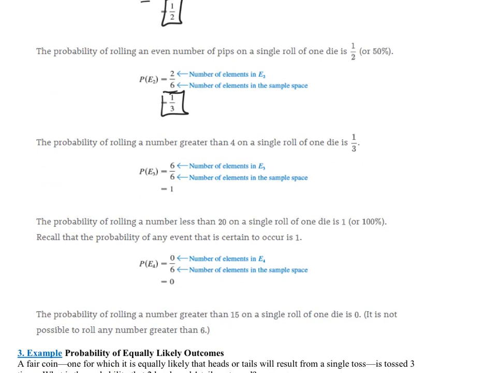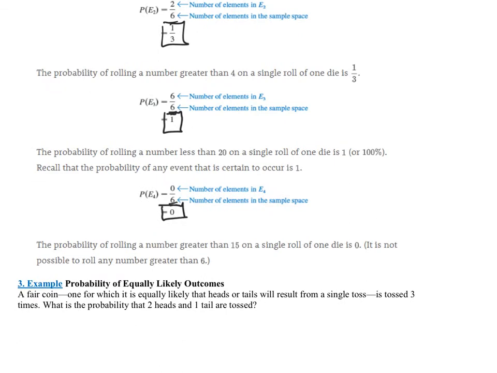It was the probability that the number on the die was less than 20. We determined that all 6 of the 6 sides of the die were less than 20, meaning it had a probability of 1, or it was guaranteed to happen. And then the last one was the probability that they were greater than 15. We said 0 of the 6 sides are greater than 15, which gave us a probability of 0, meaning it is impossible to roll a number greater than 15 on a single 6-sided die.